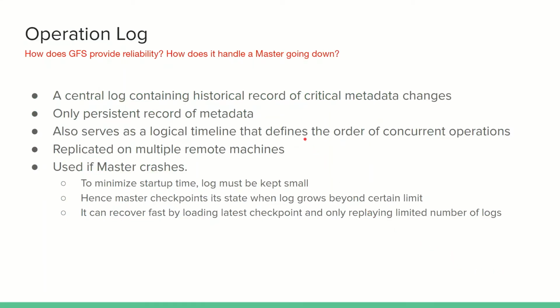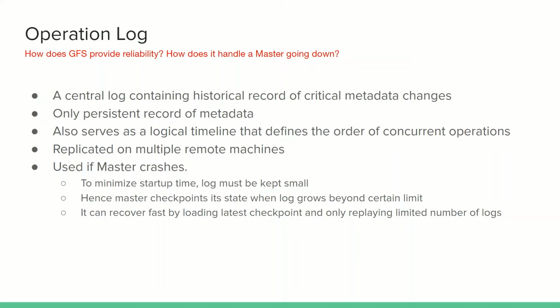One of the important concepts when it comes to the reliability of the system is the operation log. It is nothing but a central log containing the historical record of critical metadata changes that have happened on the master. It is the only persistent record of this metadata, and it also serves as a logical timeline that defines the order of the concurrent operations that have been happening. This operation log is replicated on multiple remote machines.